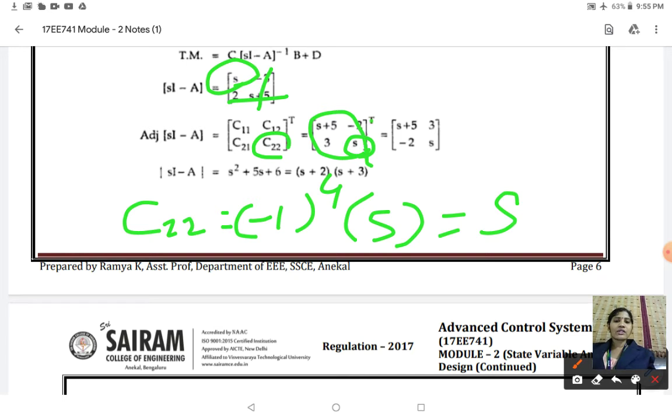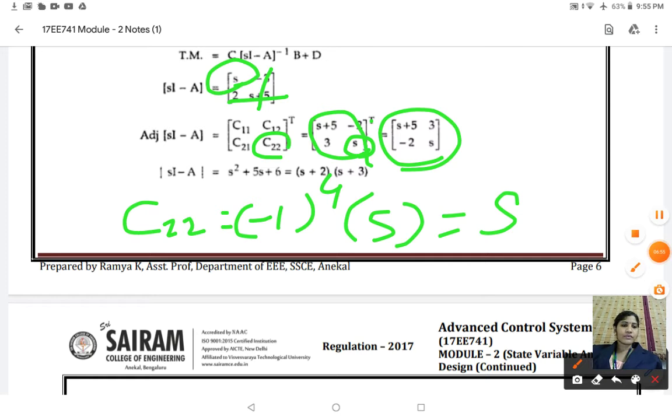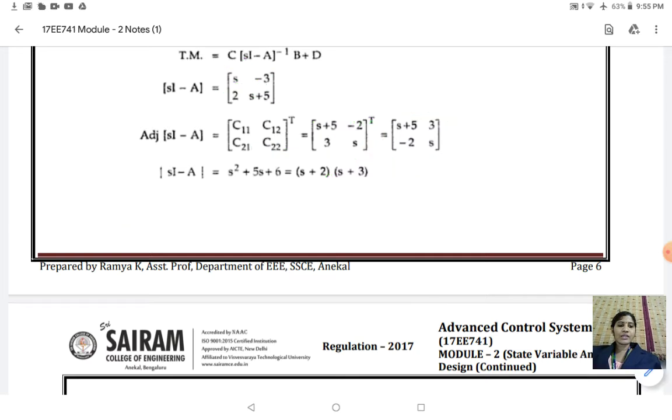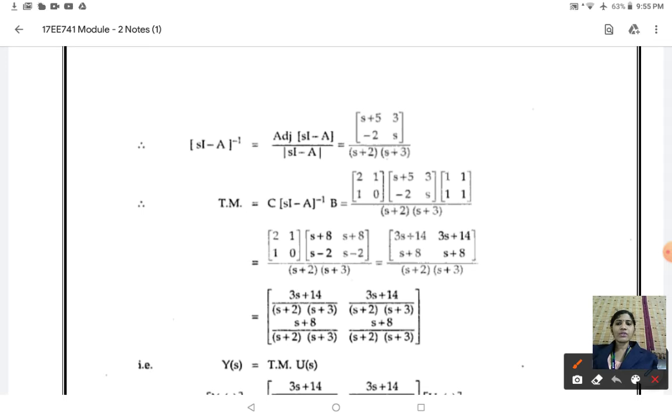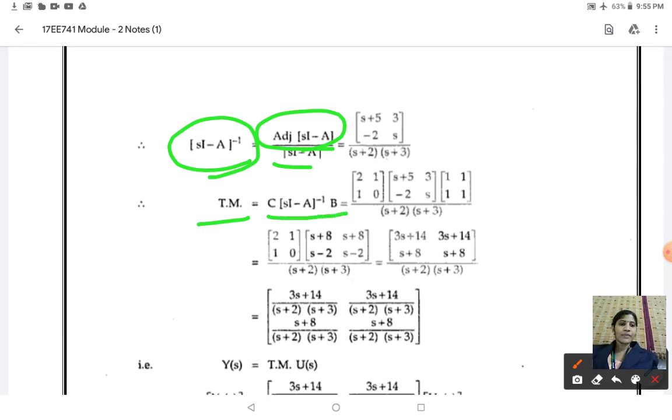So the cofactor matrix transpose will be s plus 5, minus 2, minus s, plus 5, minus 2, 3, s. This is how we need to obtain the cofactor matrix for sI minus A, the adjoint of sI minus A. After identifying, you have to substitute the adjoint of sI minus A and the determinant value to get sI minus A inverse. Next, substitute in the transfer matrix formula. Transfer matrix is equal to C (sI minus A) inverse into B plus D. Here, as D is equal to 0, you will have only C (sI minus A) inverse into B.